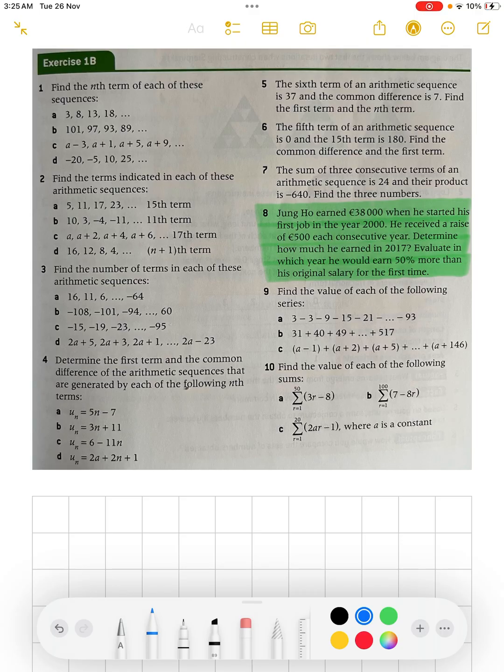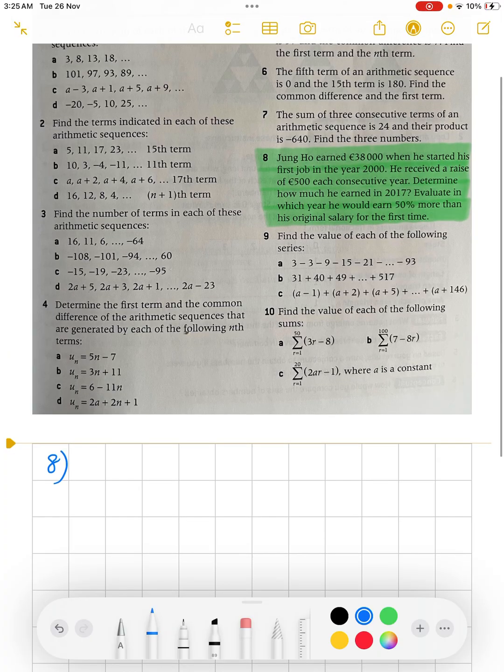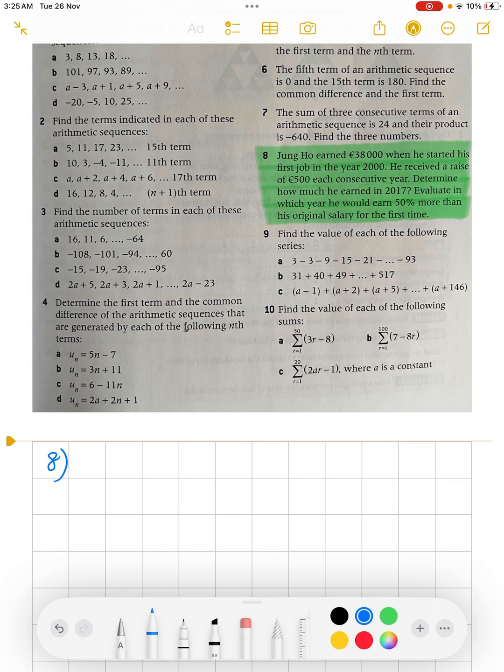I'm going to be looking at question 8. Question 8 says, Jung Ho earned €38,000 when he started his first job in the year 2000. So I'll put in the year 2000. He received a raise of $500 each consecutive year.